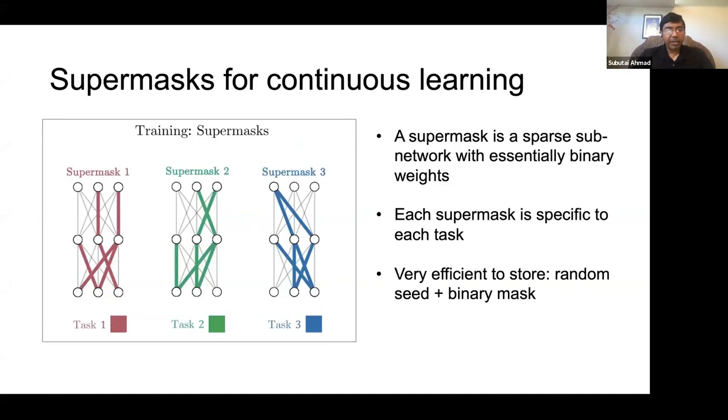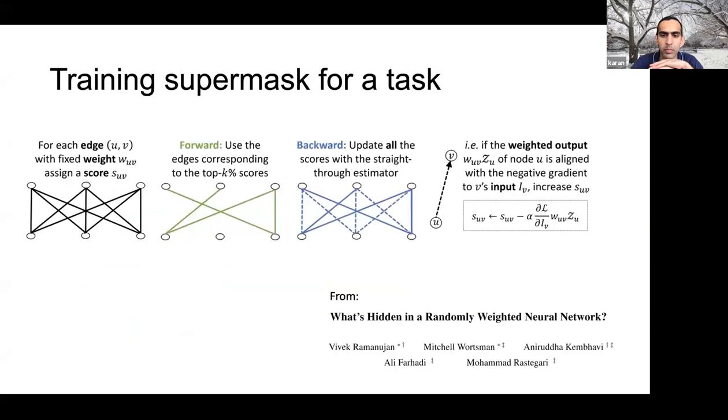This part actually was not clear to me in the paper. There's a couple of different possibilities, but then they cite a previous paper by them called What's Hidden in a Randomly Weighted Neural Network. And this is how they learn the masks there. So I'll describe this. I'm not 100% sure how they actually learn it in this paper. But in their previous paper, what they do is for each edge, it's got a weight, but it's also got this score, SUV. And then in the forward pass, they only look at the weights which have the top K percent of the scores. Okay. So they pick some subset of it, where it's determined by K how large that subset is.